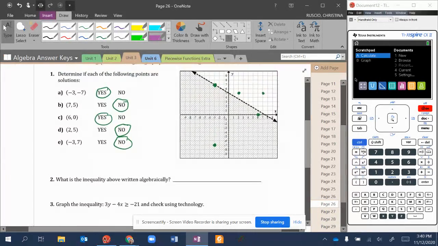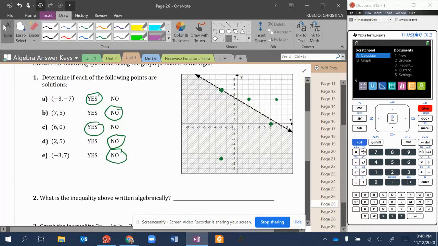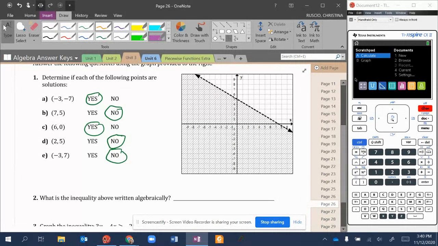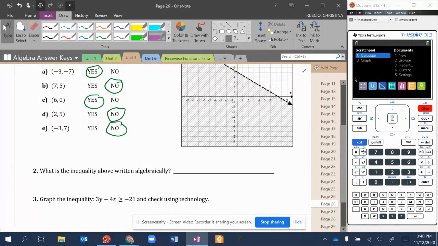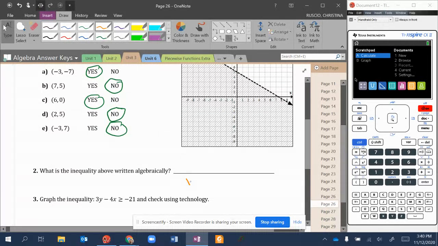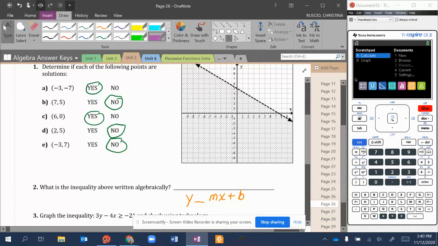Okay, number 2 says, what is the inequality above written algebraically? Ooh, this is fun. The first thing that we should probably do is get our equation, this is an inequality, but let's write it in slope-intercept form. So y something mx plus b. I think that you guys could easily find the slope and the y-intercept, so let's do that first. My y-intercept is 5, so it's going to be +5.